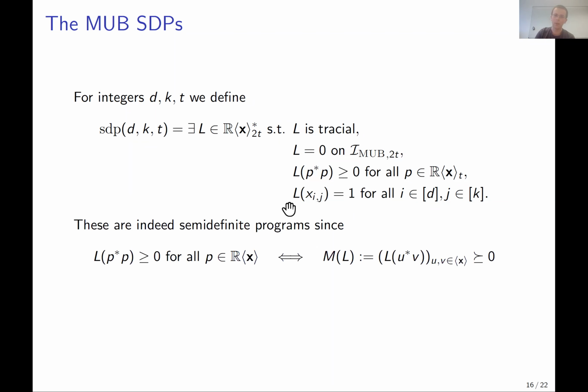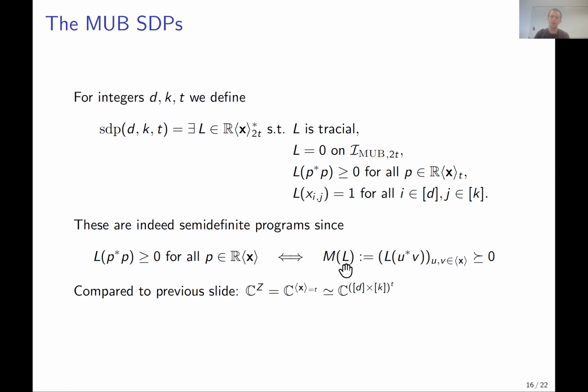Okay, so just for those of you who've never seen polynomial optimization problems before, this is indeed a formulation of a semi-definite program, because you can capture this constraint of positivity by a positive semi-definiteness constraint on a certain matrix, the moment matrix associated to this linear functional. So you have this statement that L of P star P is non-negative for all P, if and only if this moment matrix ML is positive semi-definite.